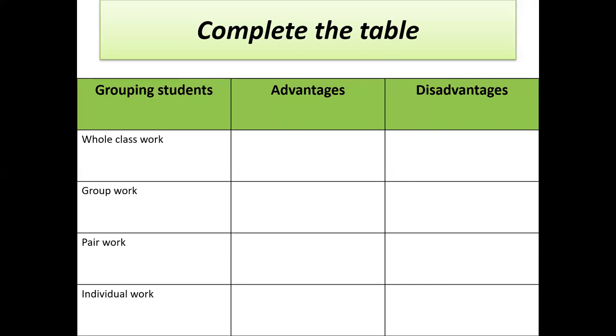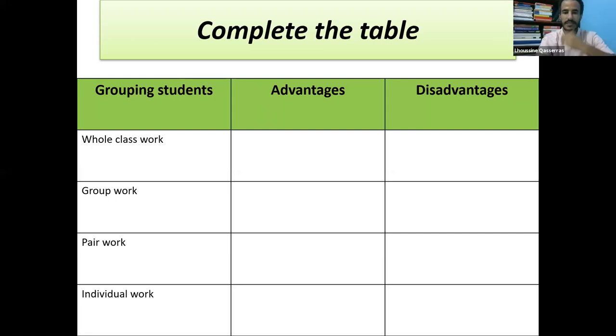Okay, sir, for group work, for the advantages, there is collaboration. So students work all together in collaboration. And the second advantage is that the groups must be mixed between high learners and low learners. For the disadvantages, there is noise, lots of noise, especially if the groups are over five or six members. And it's also time consuming. It takes time to work in groups. Great. Mustafa also said it's time consuming. Great. Thank you.